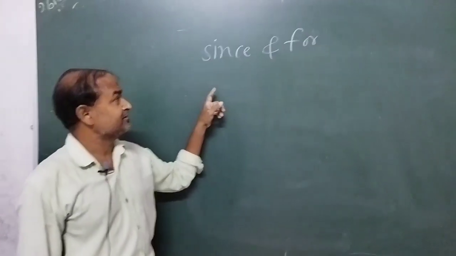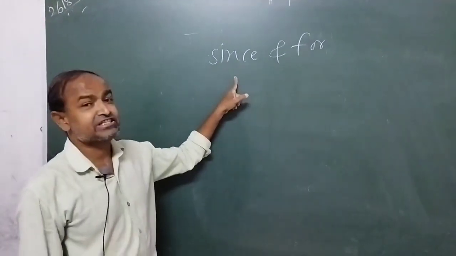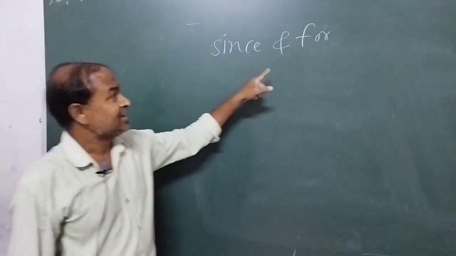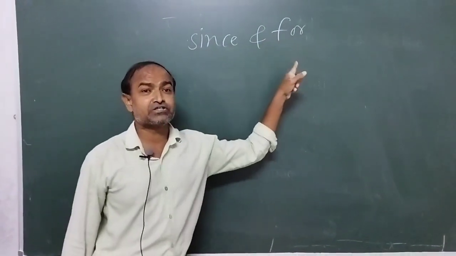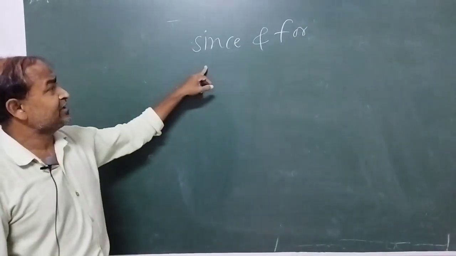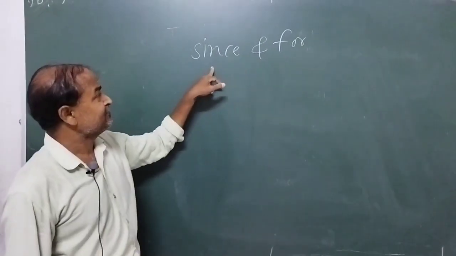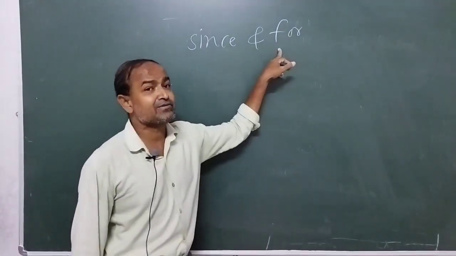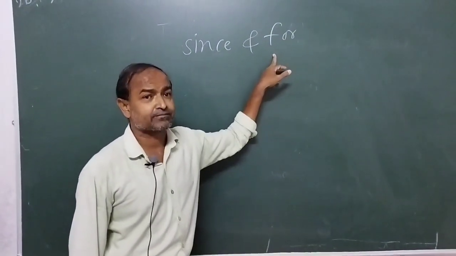In the previous session, we learned that since is used when we refer to the point of time, whereas for is used to refer to the period of time. In short, we can say when the time is uncountable, we use since. When the time is countable, we use for.